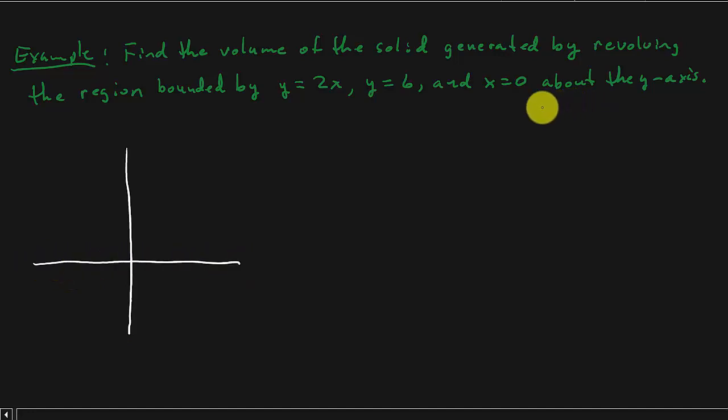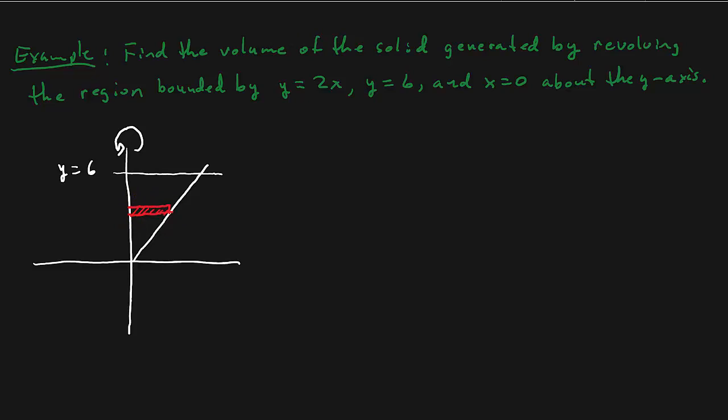All right, I've got y equals 2x. Well, that's a line that goes like this, and yes, the line continues on like this, but we don't need it. It's bounded by x equals 0, which is the y-axis, and y equals 6, which is this line here. So we don't need this. We're revolving this region about the y-axis. So let's draw a rectangle in. Now I'm still going to use the disk method, and so let's draw a rectangle in. There it is.